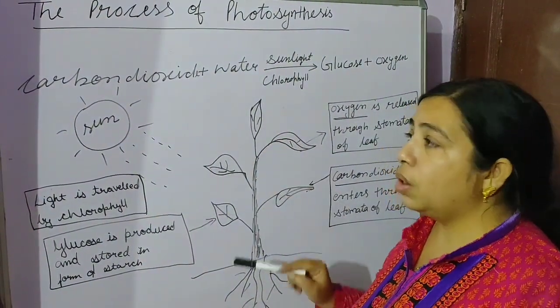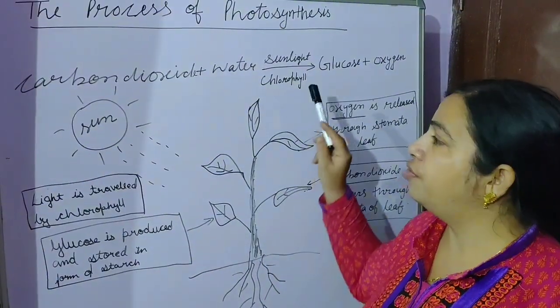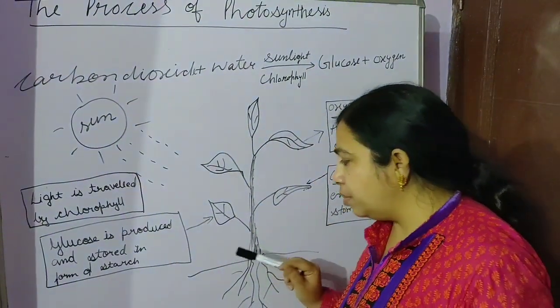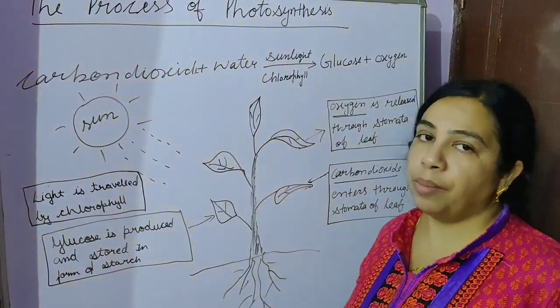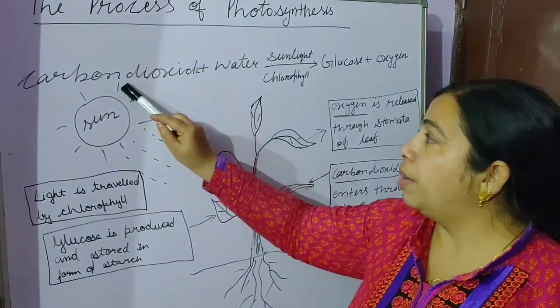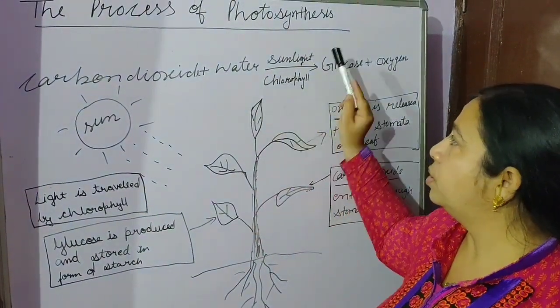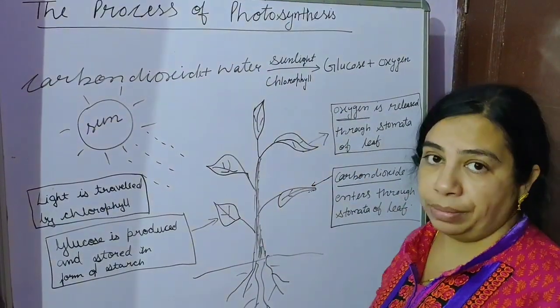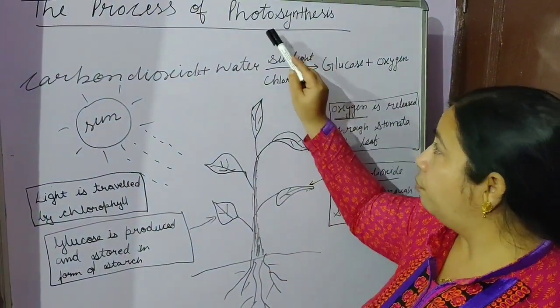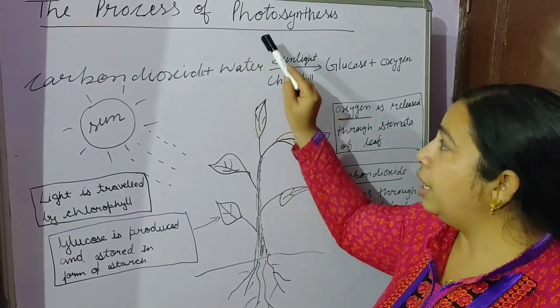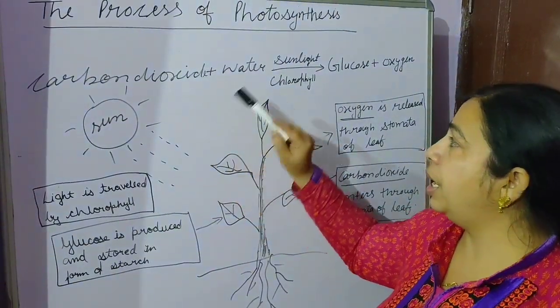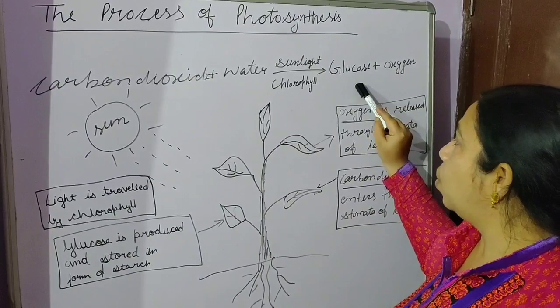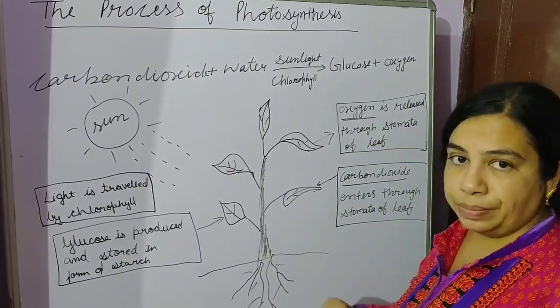Plants make their own food. That process is called photosynthesis. While plants are making food, there will be some raw materials: carbon dioxide, water, sunlight and chlorophyll. These things are raw materials. And photo, that is light. Light will convert carbon dioxide and water into glucose and oxygen.